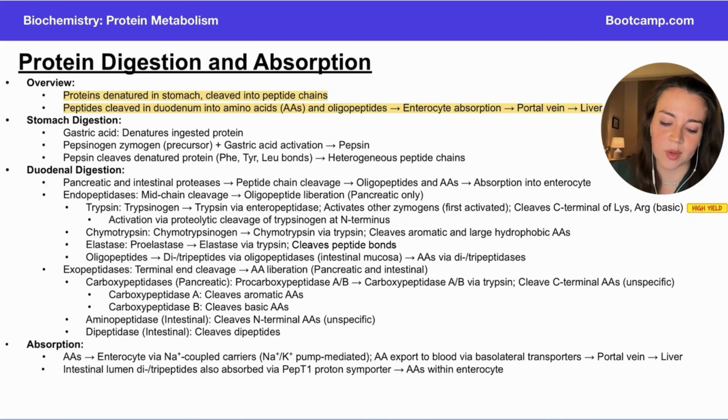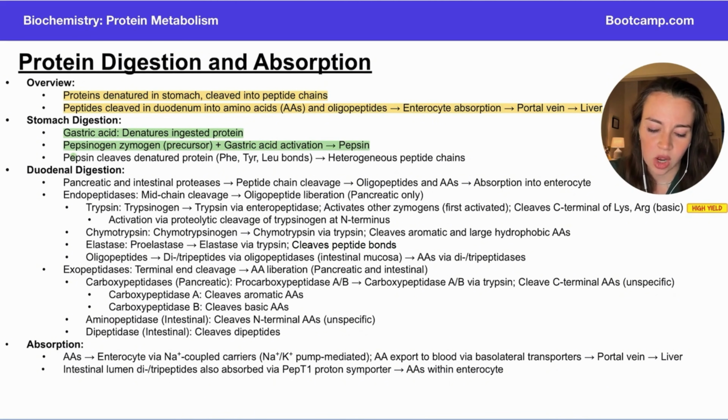So let's go back to the outline. We had our gastric acid that denatured the ingested protein into a linear protein chain. And that gastric acid also activated that pepsinogen zymogen, that inactive precursor, into the active form, which was called pepsin.